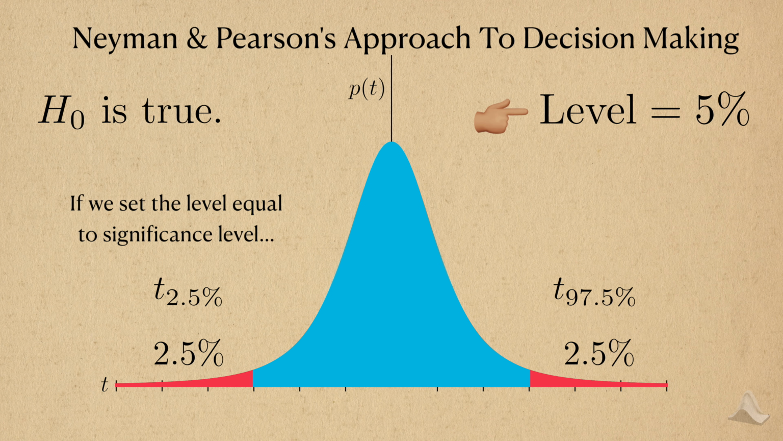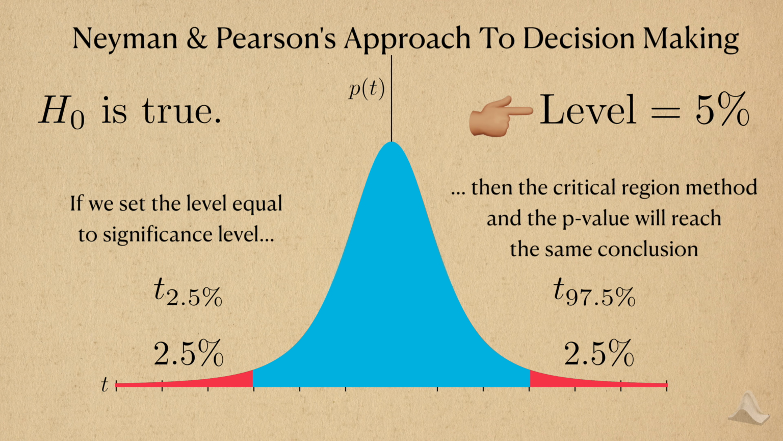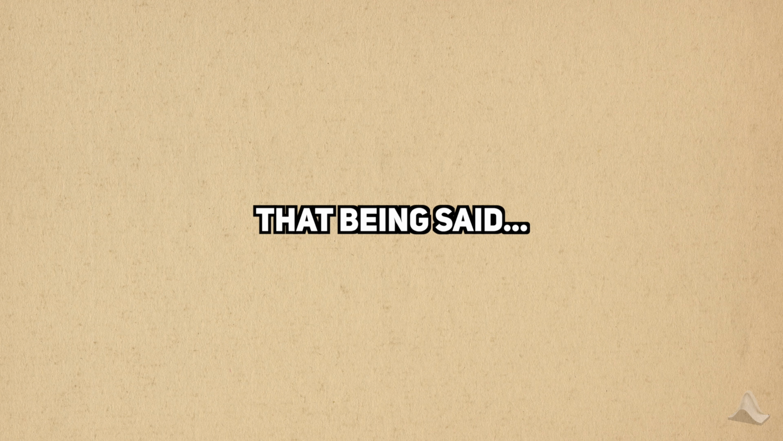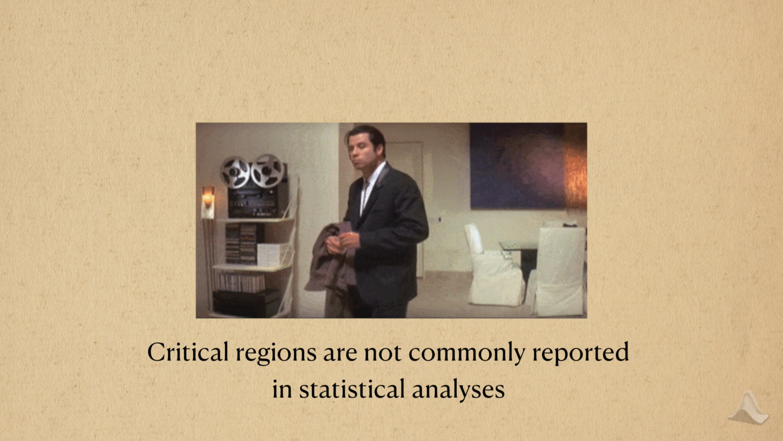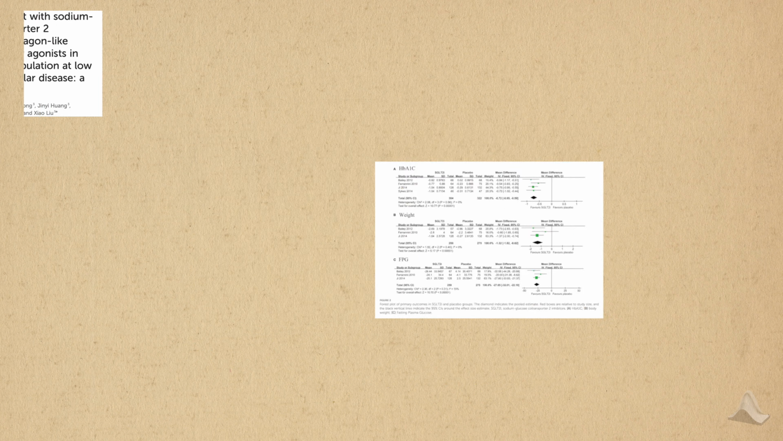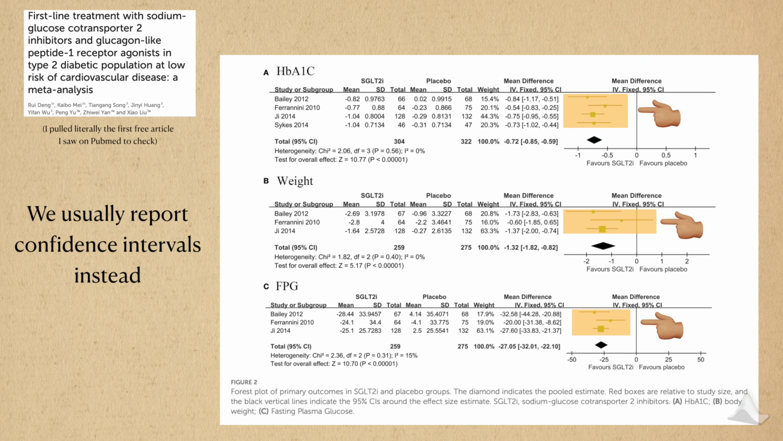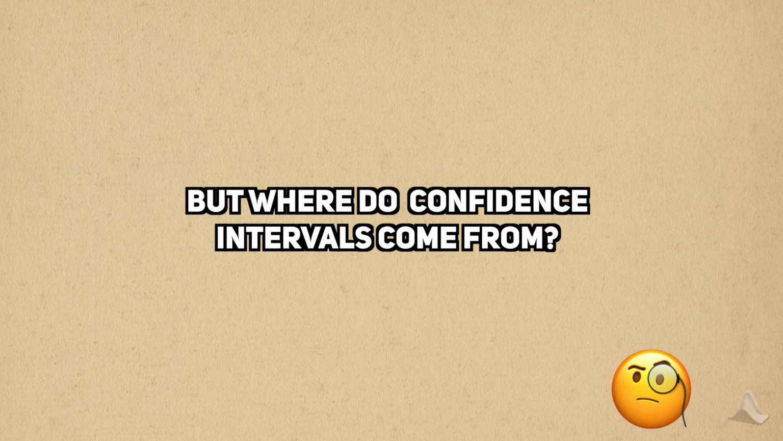If we choose our level to be the same as our significance level for a p-value, the critical region method and the p-value will come to the same conclusion. With that being said, we don't usually report critical regions when we write about them in statistical analyses. We usually report confidence intervals instead. But where do confidence intervals come from?